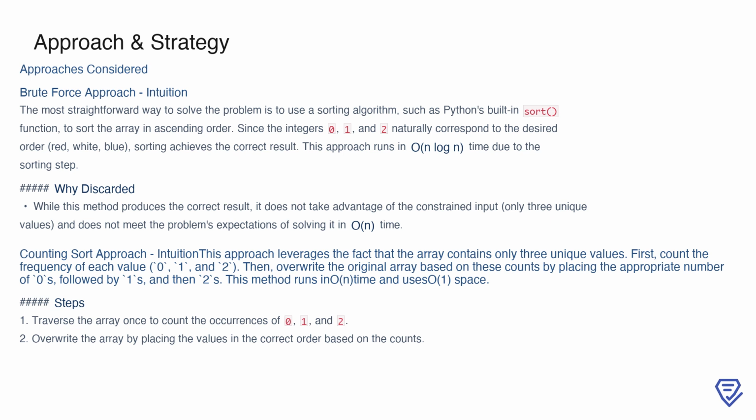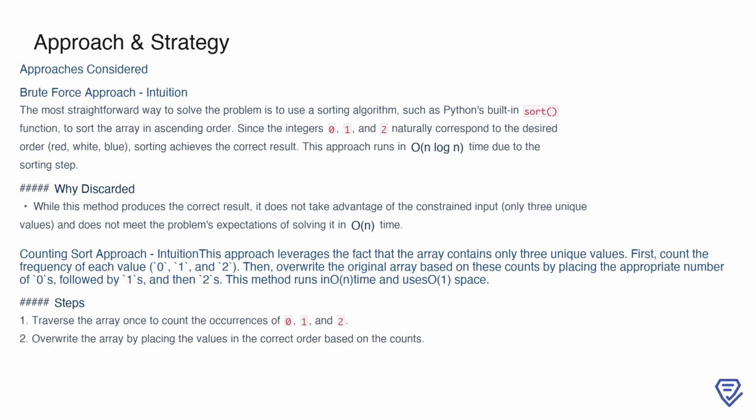To tackle the problem of sorting colors, let's begin by exploring some possible approaches. The most intuitive solution is the brute force approach, where we simply use a sorting algorithm like Python's built-in sort function. Since the integers 0, 1, and 2 directly correspond to the colors red, white, and blue in ascending order, sorting the array naturally places the elements in the desired order.